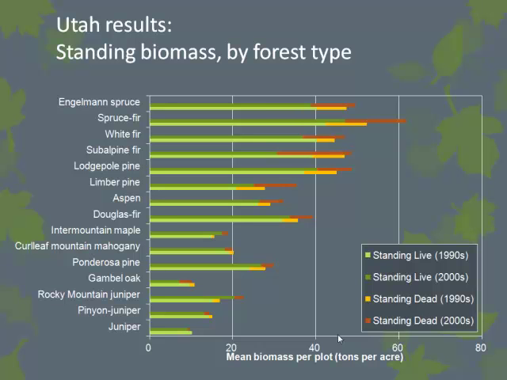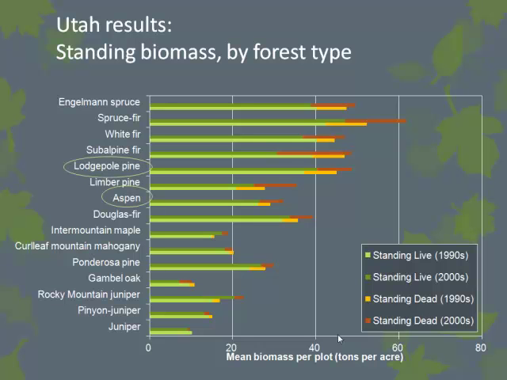Two things I want to point out here. One, the pinyon juniper component is small on a per acre basis relative to other forest types. And also that almost every forest type has seen an increase in the amount of dead biomass. And a lot of them, even as they saw the increases in the dead, decreases in live. So the growth not keeping up with mortality there.